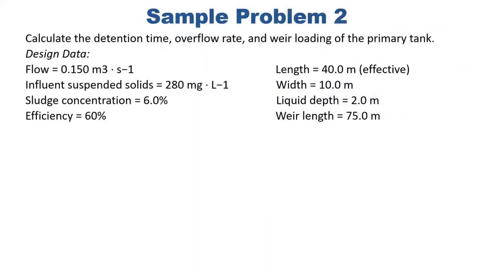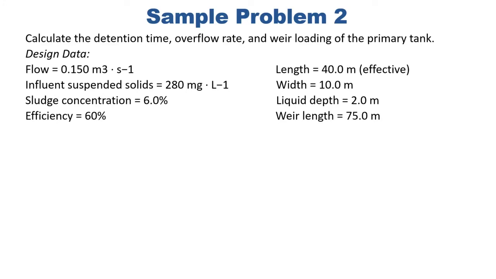So let's solve a problem related to primary treatment. Calculate the detention time, overflow rate, and weir loading of the primary tank given the data. Flow 0.150 cubic meter per second. Influent suspended solids 280 milligrams per liter. Sludge concentration 6%. Efficiency 60%. Length 40 meters. Width 10 meters. Liquid depth 2 meters. And the weir length of 75 meters.